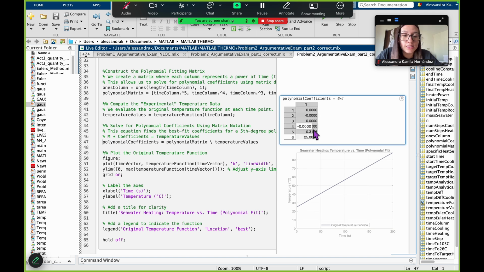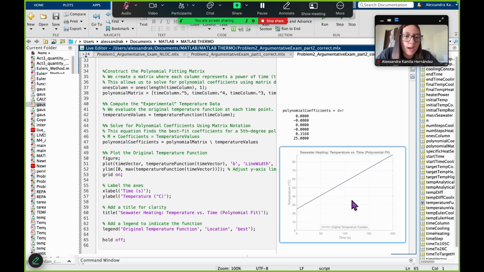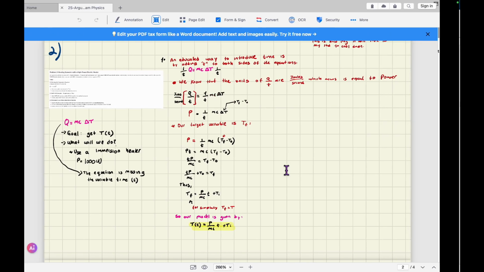And at the end I get these values. As we can see, the values of the coefficients from the power of 2 to the power of 5 are really small. So that's why at the end we obtain a plot that is the same plot as before. So that's basically problem 2.